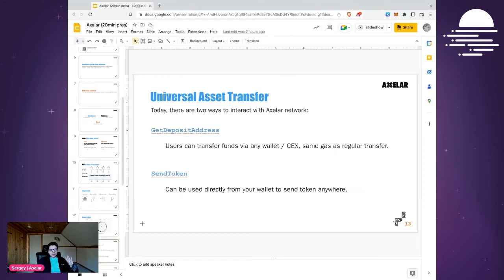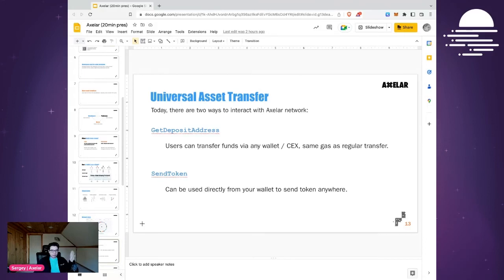And so the previous use case that I talked about is this universal asset transfer, right? So the idea is that you can generate this deposit address and be able to send your assets from one chain to another, but you don't have to interact with it from MetaMask, right? So it's very, very powerful.